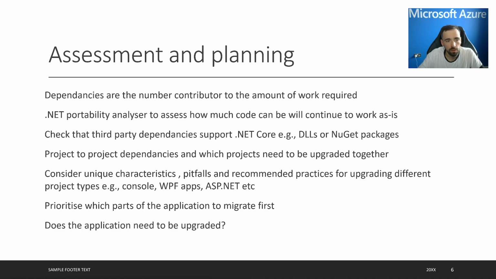Project-to-project dependencies may affect us. This will determine which projects need to be upgraded together or can be upgraded separately, and this leads into the prioritization of the parts of the application to migrate first as well. So there may be parts of our application that are more crucial than others. We might not necessarily want to prioritize trivial parts of the application, or for testing purposes we might want to prioritize trivial parts of the application to test our methods.